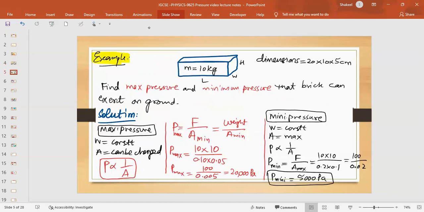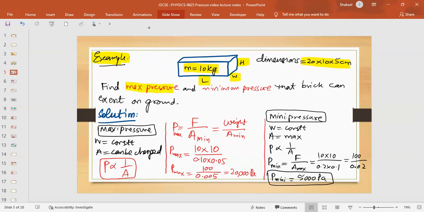Okay, now let's do another example. You have to solve it. You can pause the video and just look at the question and try to solve it. There's a brick of mass 10 kg. Its dimensions are length, width, and height, which are given as 20 by 10 by 5 centimeter. Like length is 20 centimeter, width is 10, and height is 5 centimeter.